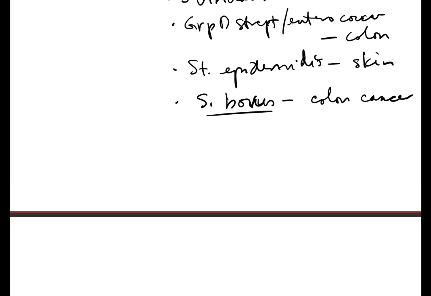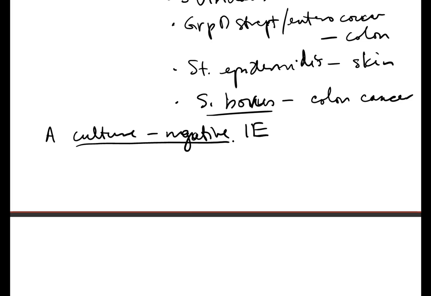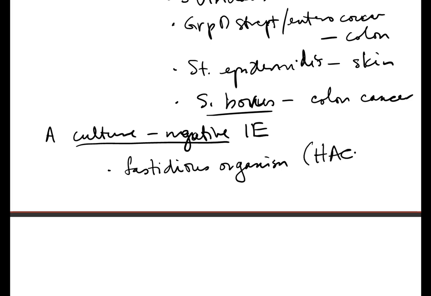Well, this brings us to a couple of special situations. The first of the special situations is going to be our culture-negative infectious endocarditis. You've got a patient you know has infectious endocarditis. They've got a new murmur, you can see the vegetation, but all of the blood cultures are negative. And this is the unique situation of the fastidious organisms, meaning they don't grow on our normal culture media. And this is the family of organisms which are the acronym of HACEK.